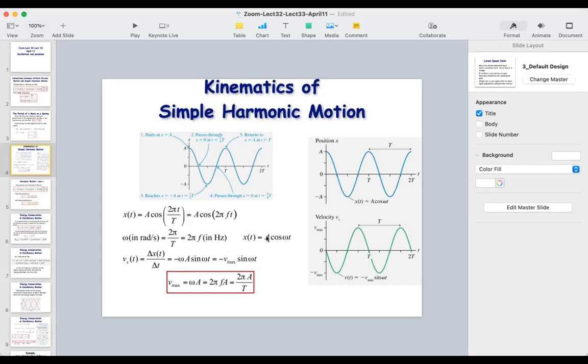Then x(t) is equal to A cosine of omega t. We also know that the velocity is minus omega A sine of omega t. So the velocity is going to be maximum when sine of omega t is equal to 1. Essentially, the maximum velocity is omega A, which is 2 pi f multiplied by A, or if you have the period, 2 pi A divided by T. So these are the equations to find the maximum velocity.